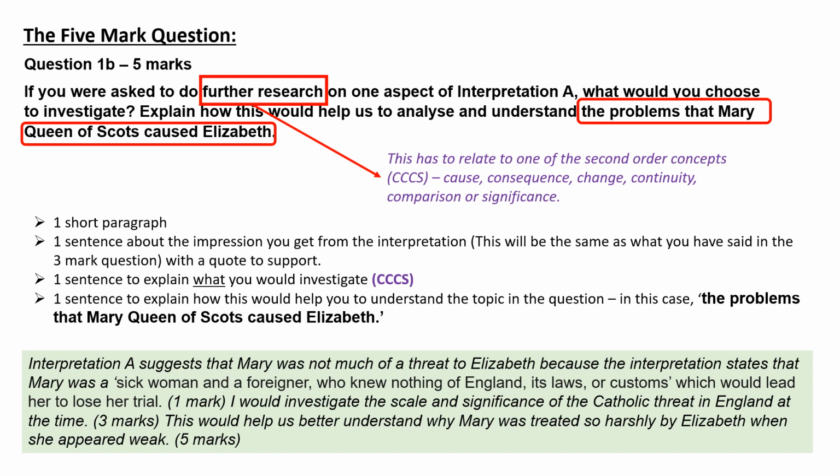And the key things here to remember are that you have to remember these steps in terms of how to compose your response. So 1 short paragraph, 1 sentence about the impression you get from the interpretation, one sentence to explain what you would investigate, and that key thing there is your CCCS, and then one sentence to explain how this would help you to understand whatever the topic is in the question that you have been given.